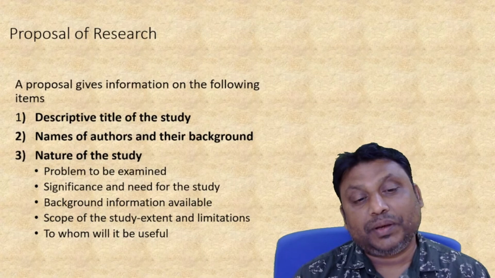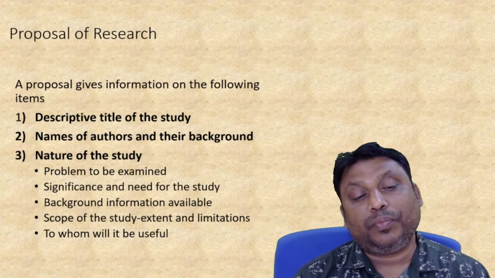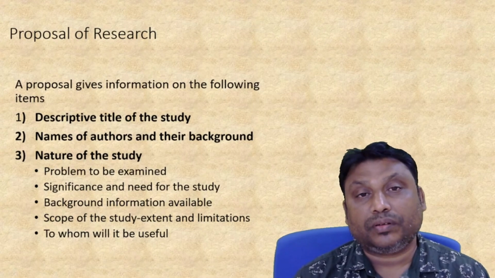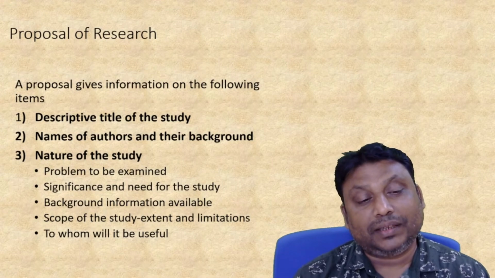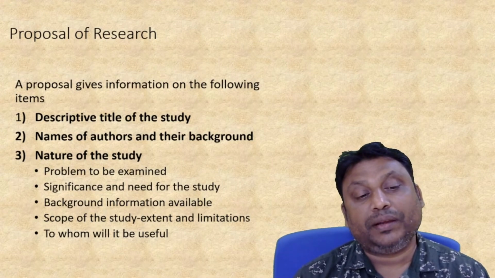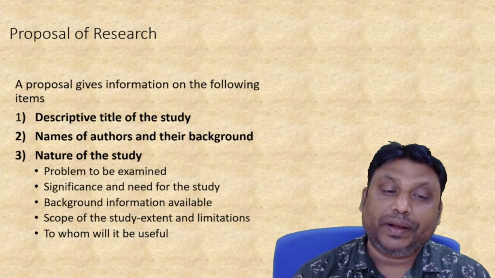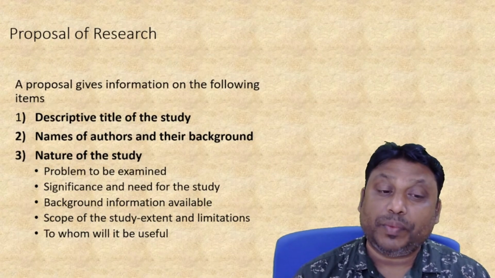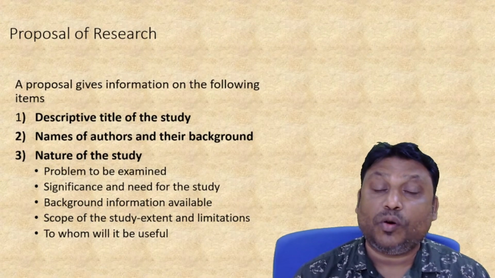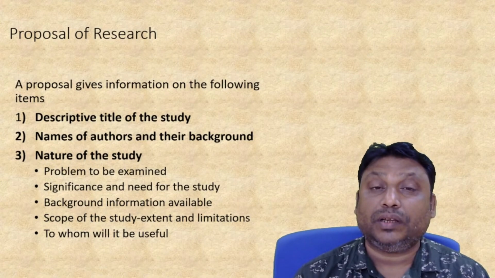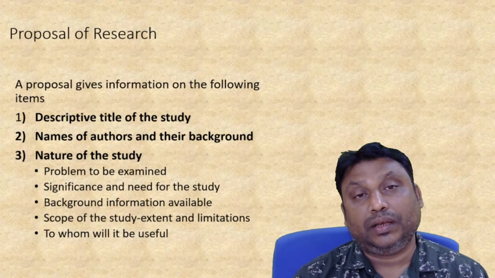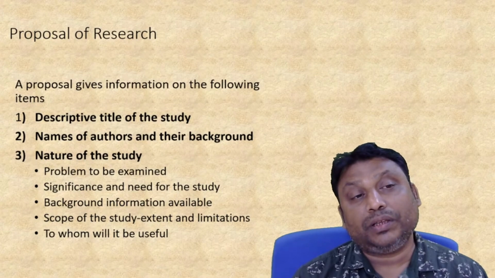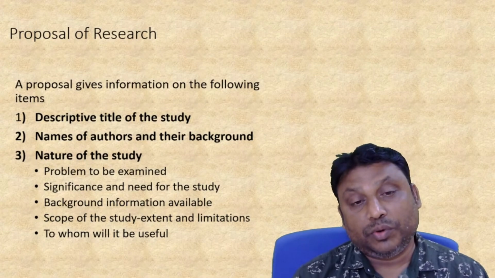After the significance of the study, you have to go for background information. This background information is available or not. If background information is available and you put it in your proposal, after that you have to find out your scope and limitation. Scope and limitation is very, very important. That means you have to mention this. So what is the scope of the study? Why are you doing this study? Why are you doing this research project? Why are you submitting this research proposal? What is the limitation? So you have to mention them one by one.